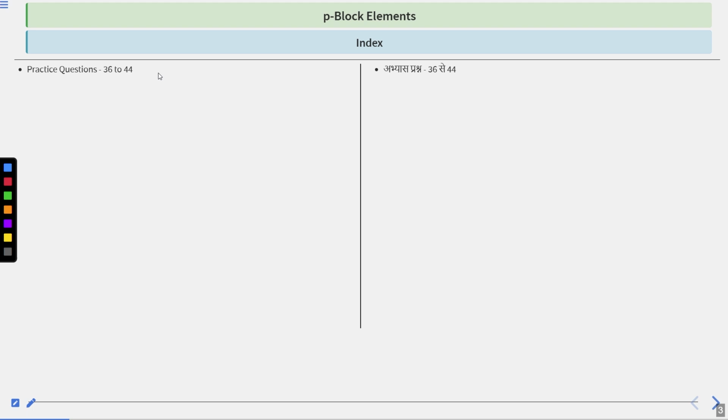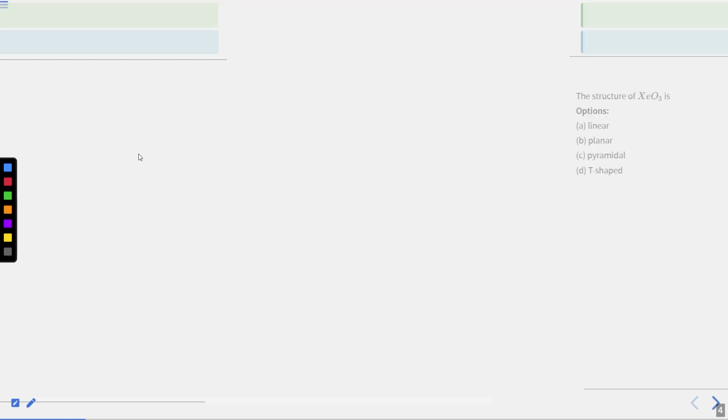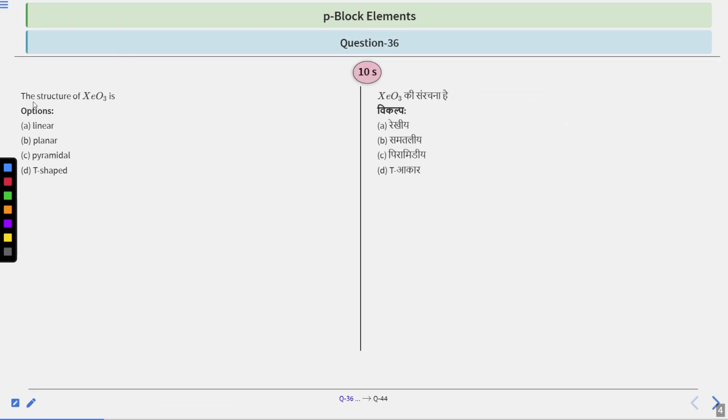So this is our index slide. We are going to see the practice questions from question number 36 to question number 44. Let's start with question number 36.